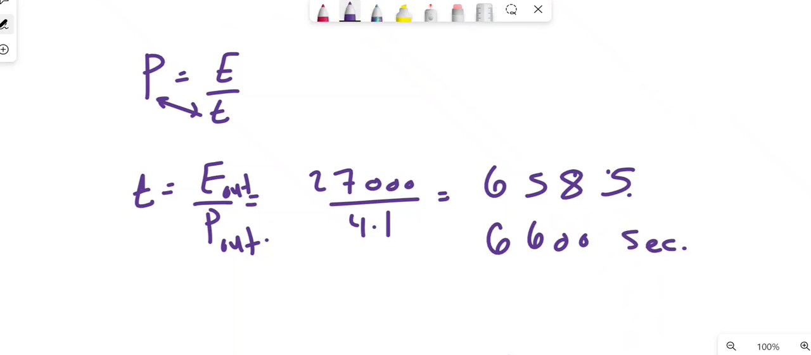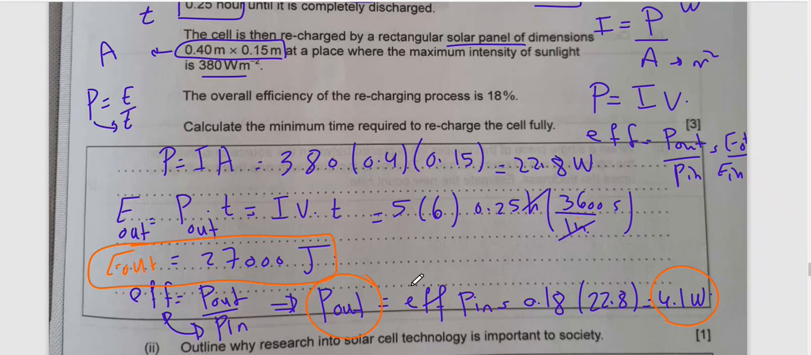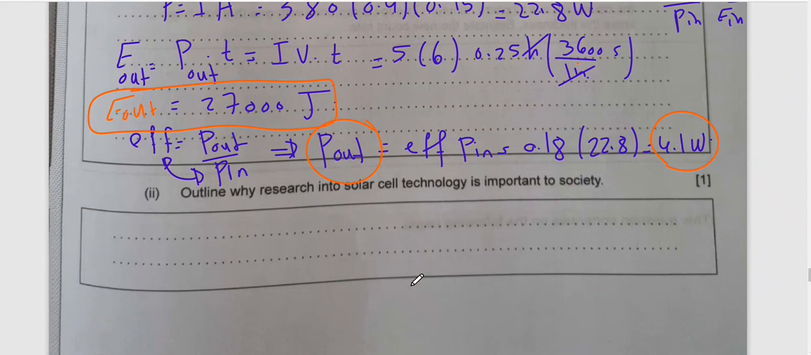Okay, now the last section of the question: outline why research into solar cell technology is important to society. This you can search. It doesn't produce greenhouse gases. It reduces the use of fossil fuel, etc.